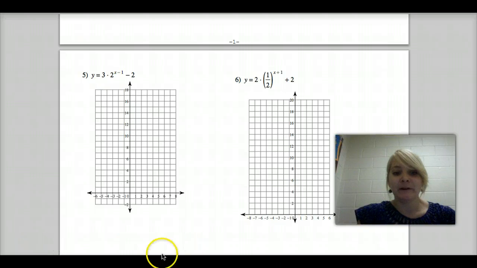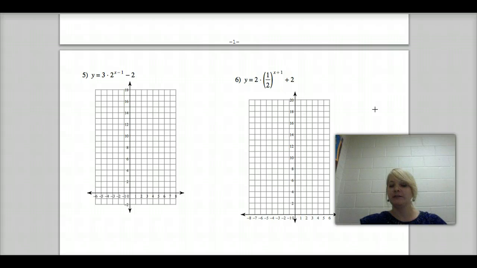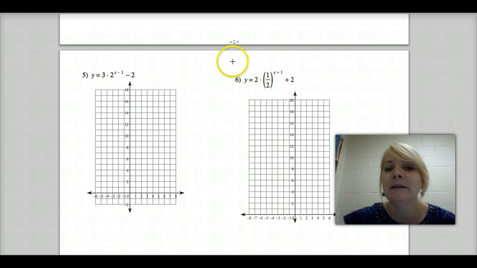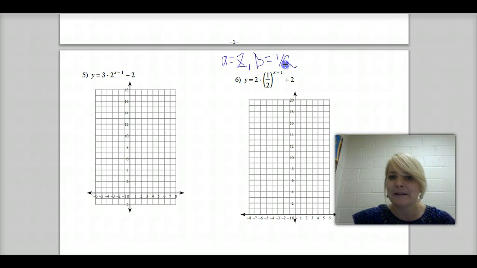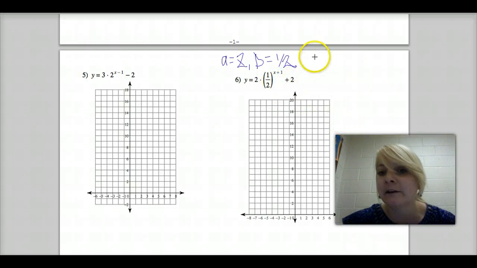All right, let's take a look at our last problem. Our last one we're going to take a look at is number 6 from your worksheet today. So here we're going to have a few different things that are going to come up, so I want to make sure we look over that particular problem. We still have a decay. Our a value is 2, and our b value is 1/2. So once again, that b value being between 0 and 1 indicates a decay. Now here though, we have a +2, so our asymptote is going to be different here.